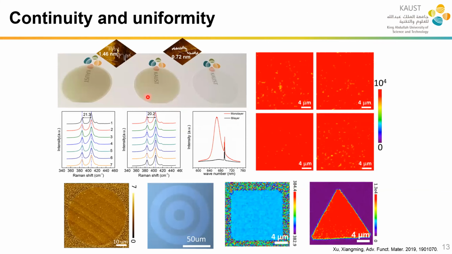We confirm the uniformity by Raman and also PL, and we confirm the layer thickness and the monolayer feature. Usually, monolayer has a much higher PL intensity, which we confirm here. And we also made many patterns, and we found that they are all very nice. They are all continuous and free of multilayer islands. Of course, we have more patterns in large area, but I didn't show them here.